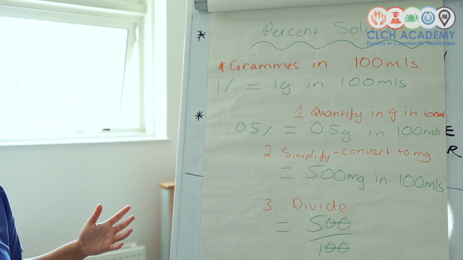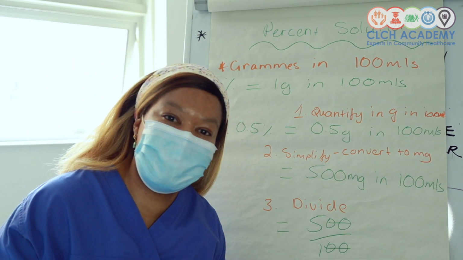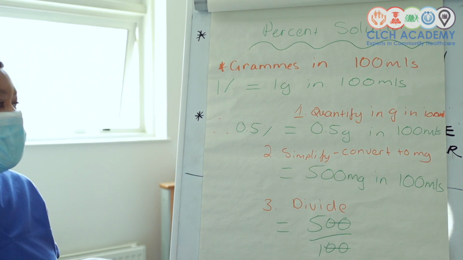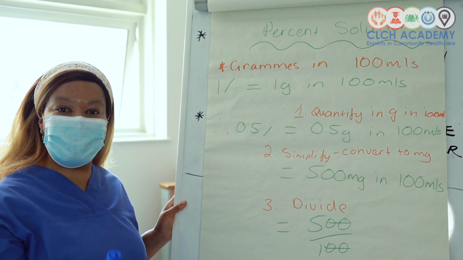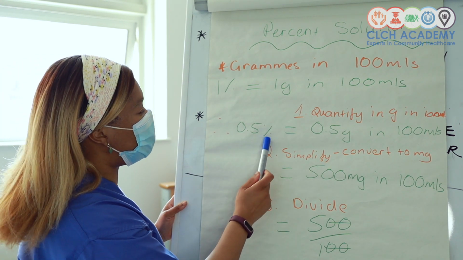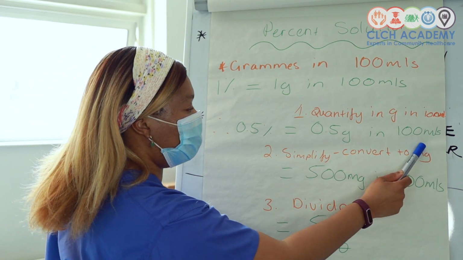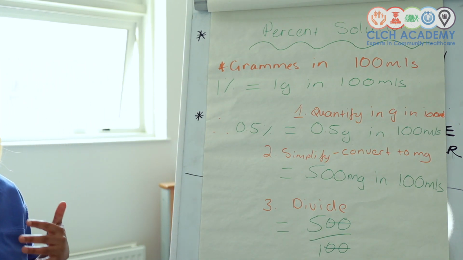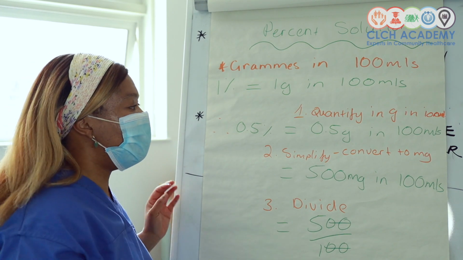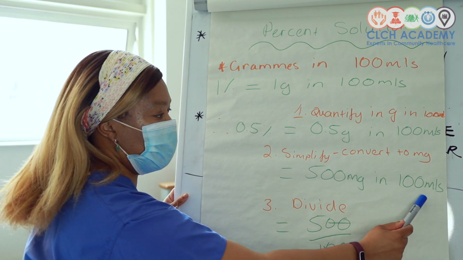Now, the example that we've got on the board is for a 0.5% solution. And the question is actually asking us for milligrams in a mil for a 0.5% solution. Now, my advice is always to quantify in terms of grams in 100 mils to start off with. So 0.5% expressed as grams in 100 mils is 0.5 grams in 100 mils. Second step is to simplify. All I mean by that is to convert your grams to milligrams. So 0.5 grams quickly converts to 500 milligrams in 100 mils.